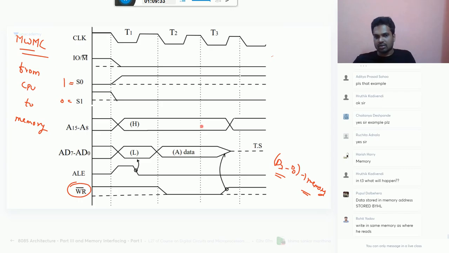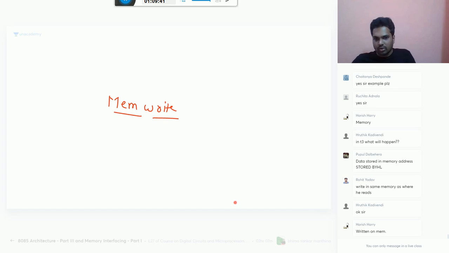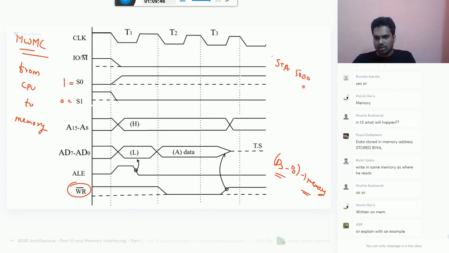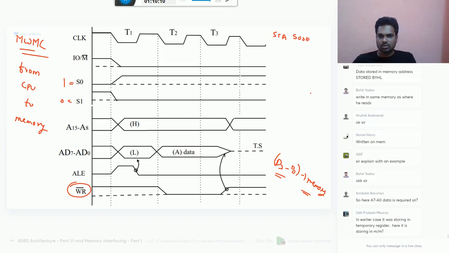It can write anywhere. Read and write are independent operations. Where to write is given in the instruction. Say I say store accumulator in 5000. So the computer will go to 5000 and write there. I am giving you this example. Store accumulator into location 5000.